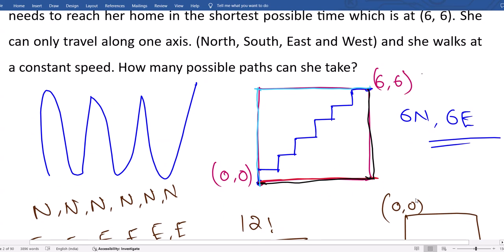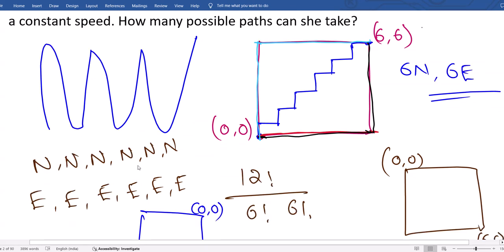But okay, I'm taking northeast like this. This is one possible way: one step north, one step east, one step north, one step east, like that. 6 north and 6 east are involved, so a total of 12 letters are there. So 12 factorial divided by 6 factorial and 6 factorial, because the 6 Ns are repeated, and here again 6 factorial because the 6 Es are repeated. If all are different letters, no problem, it is simply 12 factorial. But there are some letters which are repeated. So N is repeated 6 times, which is why we got the 6 factorial.